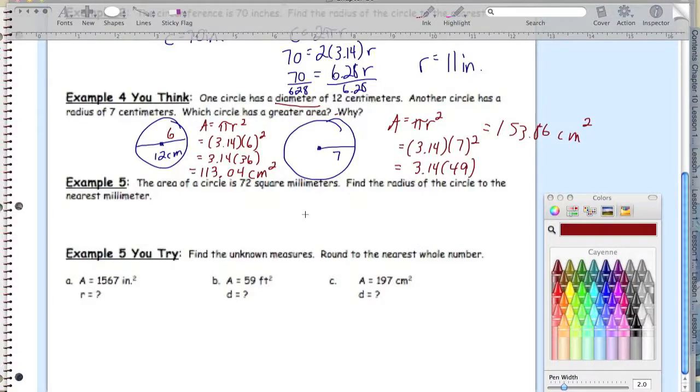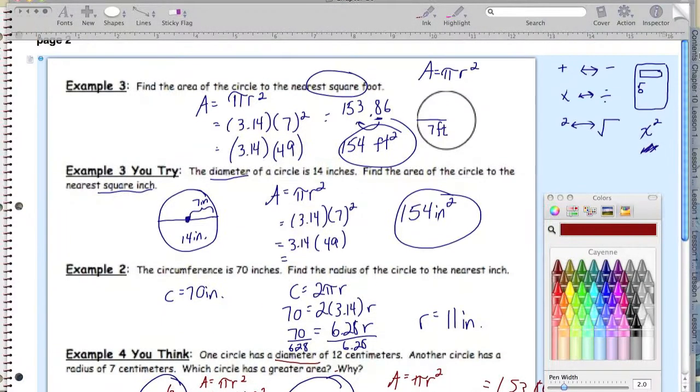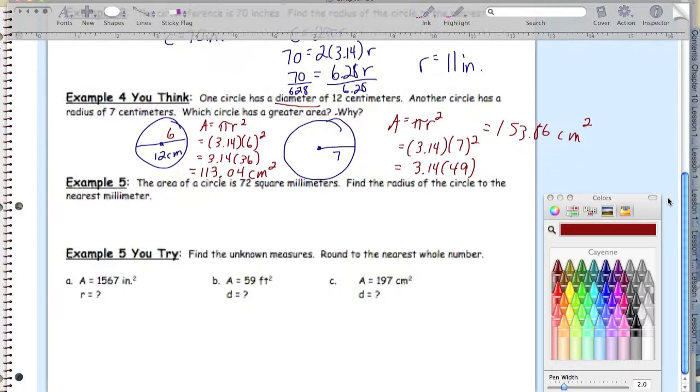Alright, example 5. The area of a circle is 72 square millimeters. Find the radius of the circle to the nearest millimeter. So this is what I was talking about up here with the square root button. We're going to step through it.